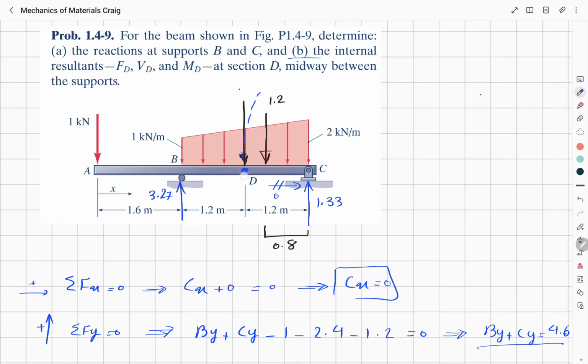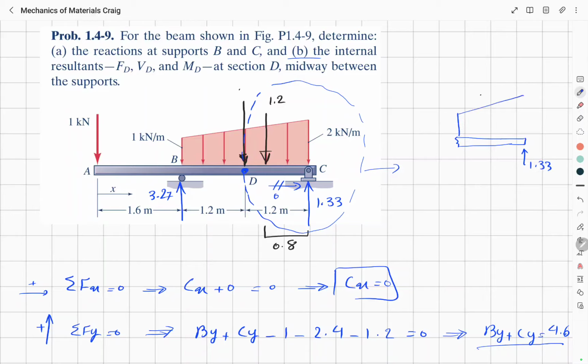So we can cut the beam from here and take out this part. So we will have 1.33. This is 2. And we still don't know what's this value. We have a Dy, we have an MD, and we have a Dx. And if we write the equations of equilibrium for this section, we can determine the value of these unknown forces.